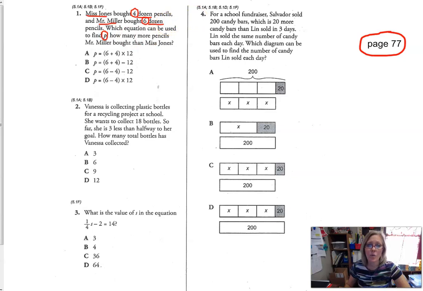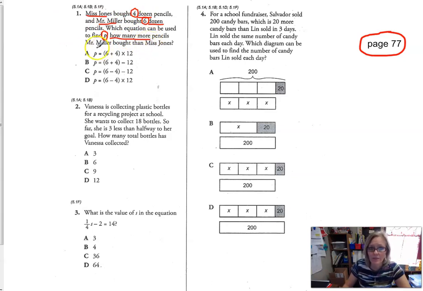How many more? Ooh, there's something. We learned that way back in 3rd grade. How many more pencils Mr. Miller bought than Miss Jones? We know Mr. Miller's amount of pencils is bigger because he bought 6 dozen and she bought 4 dozen. So we're going to have to do something with those and a how many more.